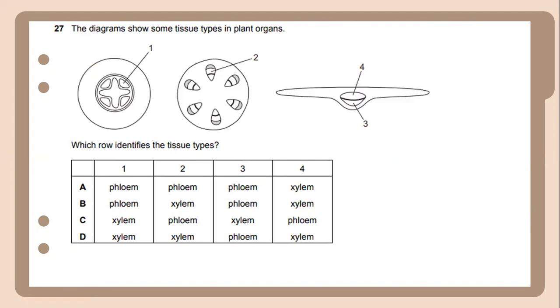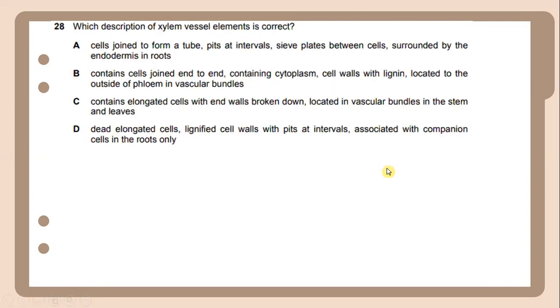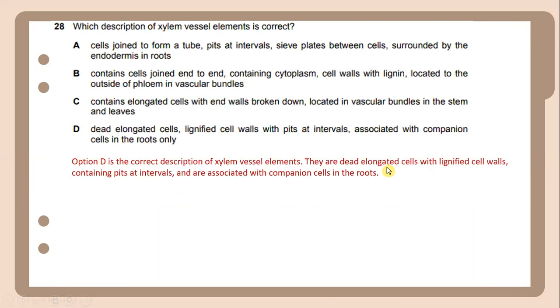The diagram shows some tissue types in the plant organ. Which row identifies the tissue types? 1 is a phloem, 2 is also phloem, 3 is also phloem, and 4 is a xylem. Which description of xylem vessel element is correct? The correct option is D, which describes the xylem vessel element.